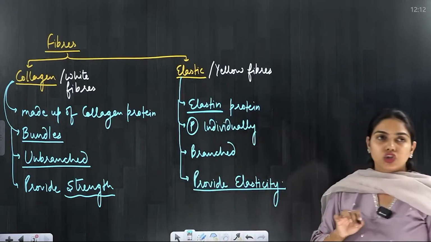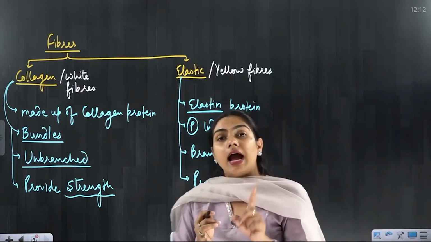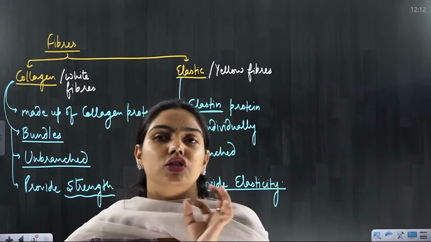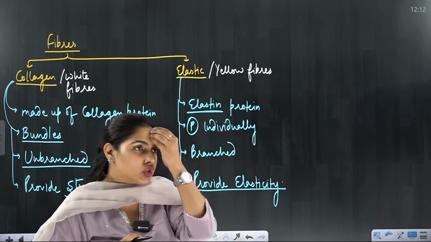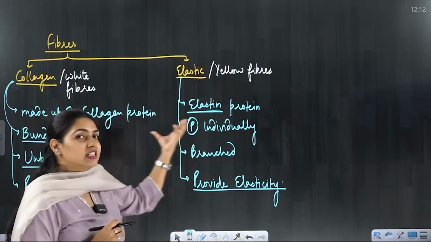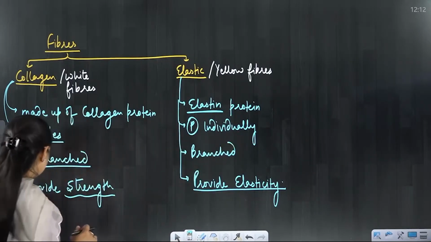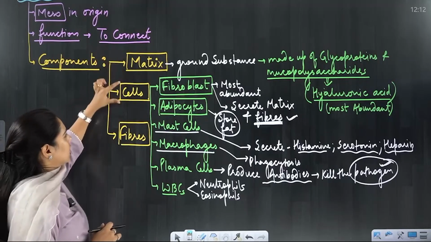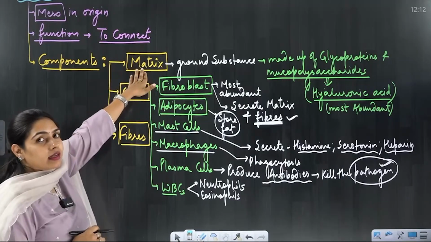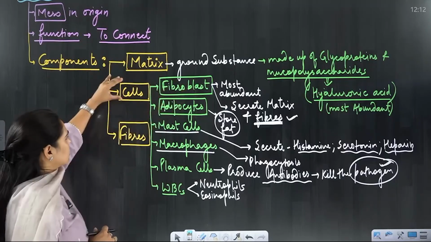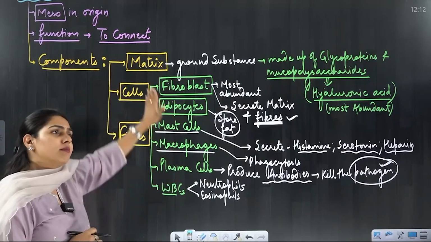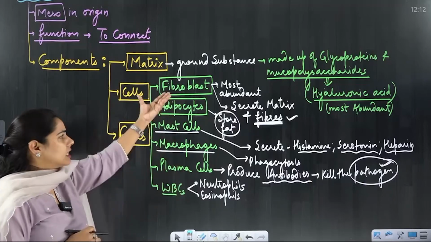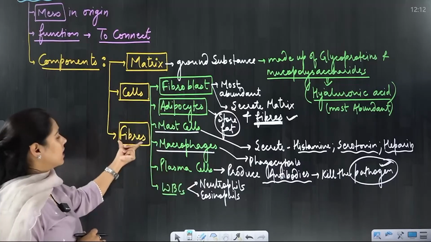So now I will show you these cells, fibers and matrix in the connective tissue. In the connective tissue, I have told you three components. One is the matrix, which is the ground substance. Another is the types of cells. Many types of cells are present. These are a few examples. Then fibers.